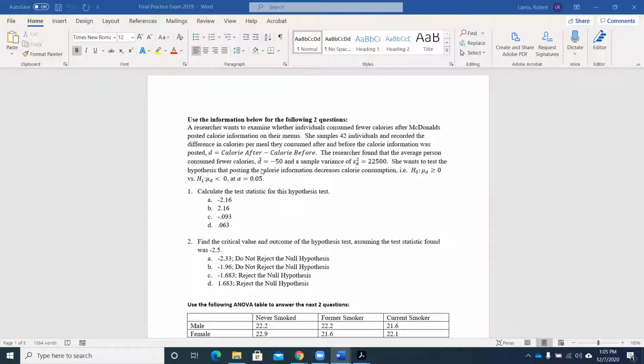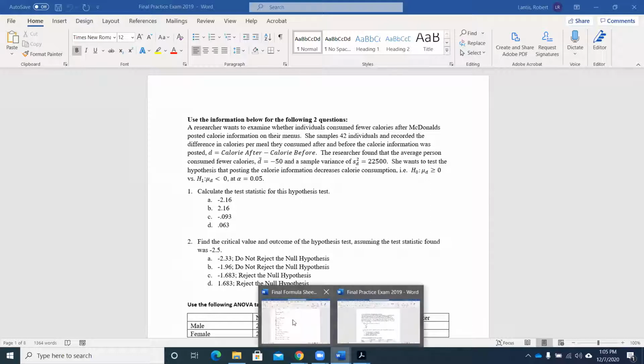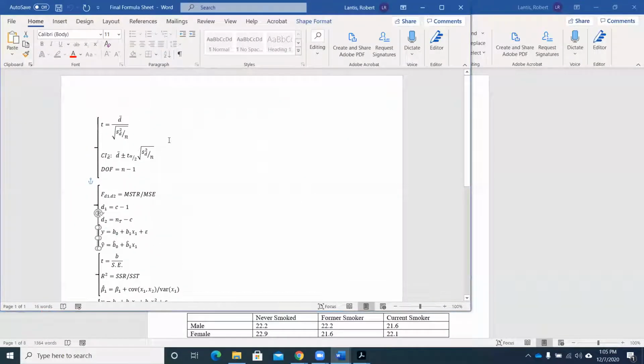We have this formula sheet up here, and here are our matched pair equations. So here's our test statistic. We take the sample difference we found divided by the square root of the variance over the sample size. This should be a really easy question, right? Calculating this test statistic for a matched pairs example, all we're doing is plugging in our three values. So negative 50 divided by the square root of 22,500 divided by 42.